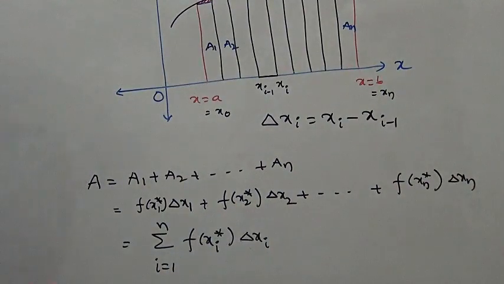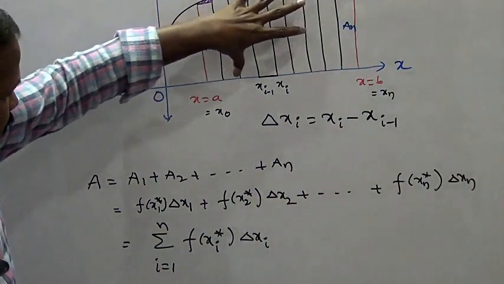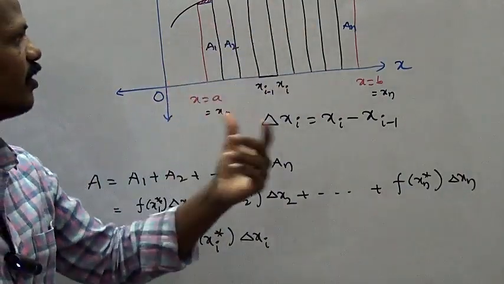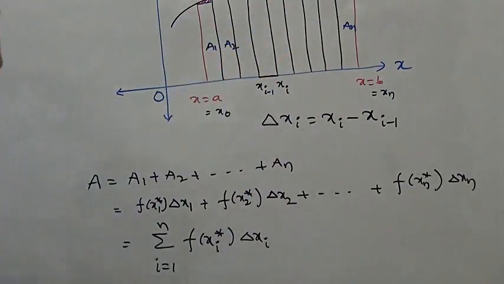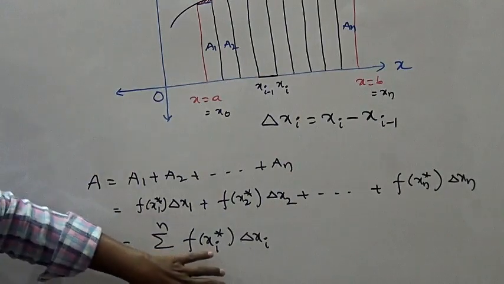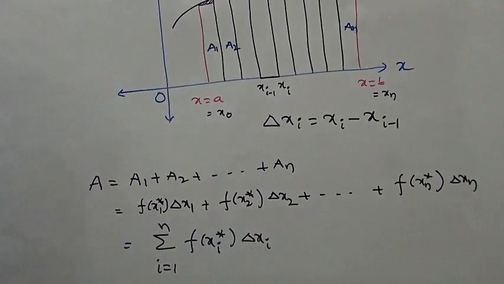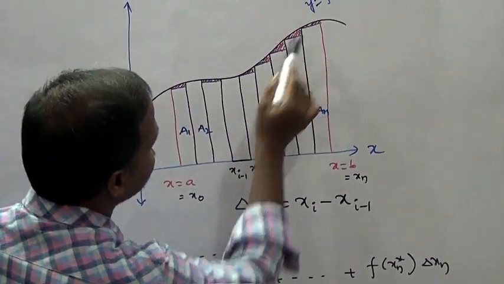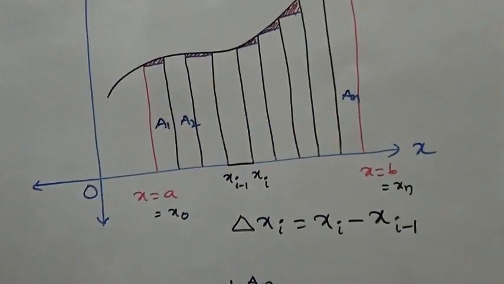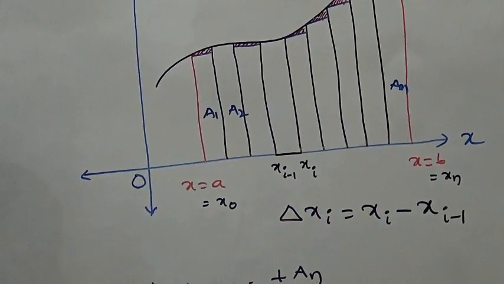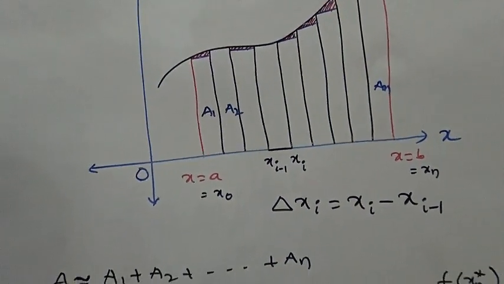Understood? So the area of this one is the summation of the areas of all these rectangles. But is it not the exact area? It is the approximate area, because we excluded some small triangle areas. So you have to write here approximately equal to.